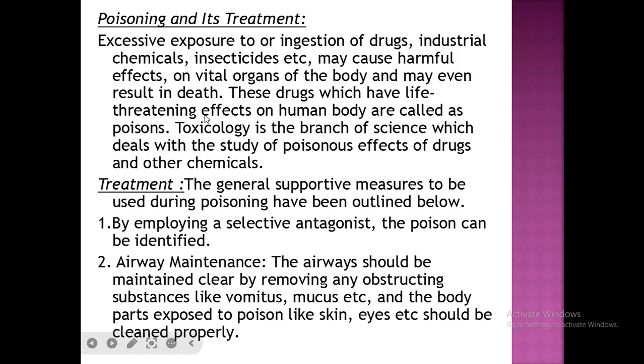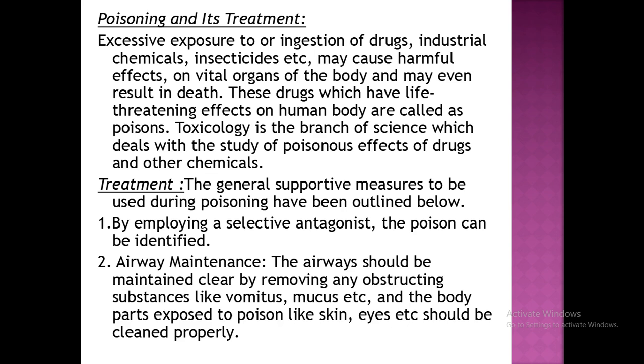Poisoning and its treatment. Whether the poisoning is intentional or unintentional or accidental, the poisoning needs to be treated. Excessive exposure to or ingestion of drugs, industrial chemicals, insecticides, etc. may cause harmful effects on vital organs of the body and may even result in death. These drugs, which have life-threatening effects on the human body, are called poisons. So toxicology is the branch of science which deals with the study of poisonous effects of drugs and other chemicals.